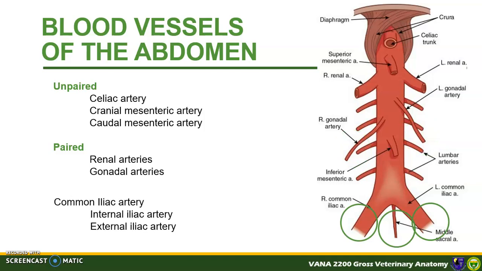The common iliac artery further subdivides into an internal and external iliac artery. The internal iliac arteries supply the pelvic viscera and part of the hip and the thigh, while the external iliac arteries supply solely the pelvic limb. The median sacral artery is an unpaired artery of the tail. Its caudal continuation is called the caudal artery.